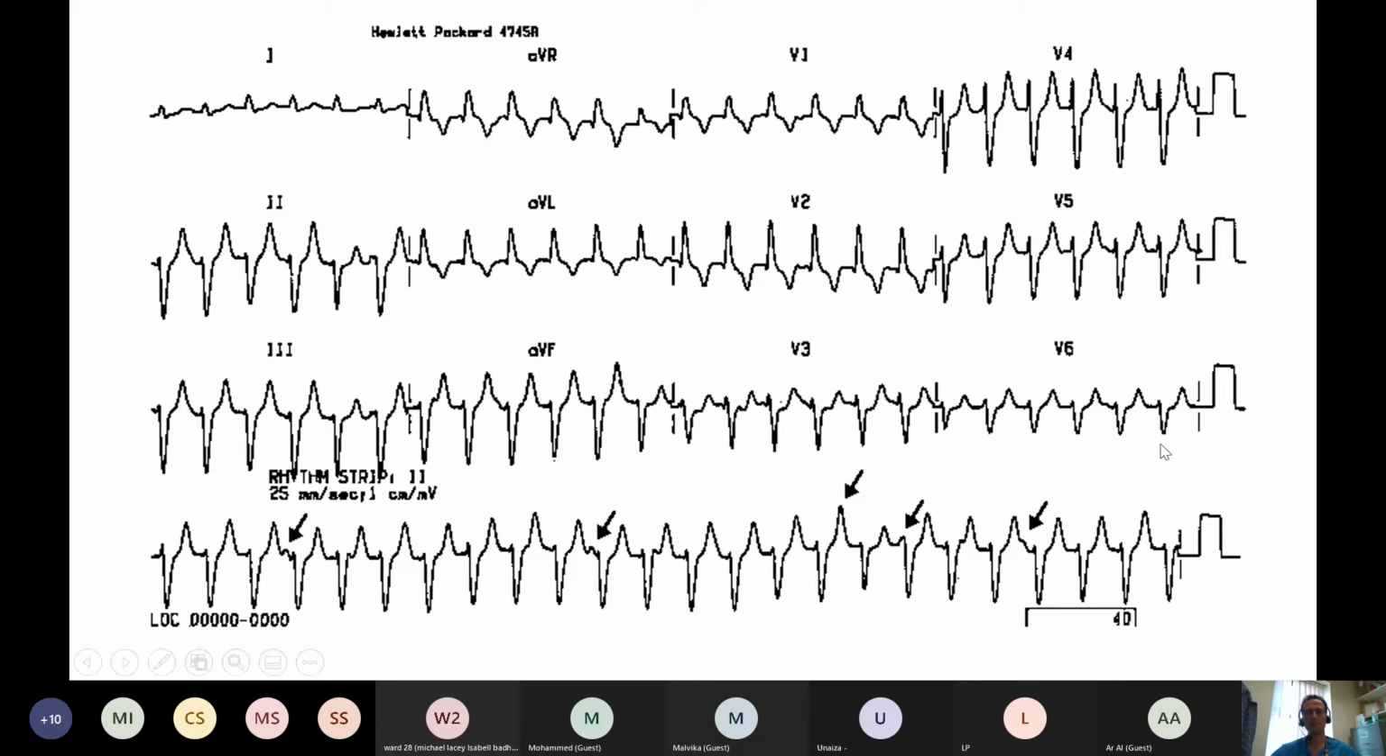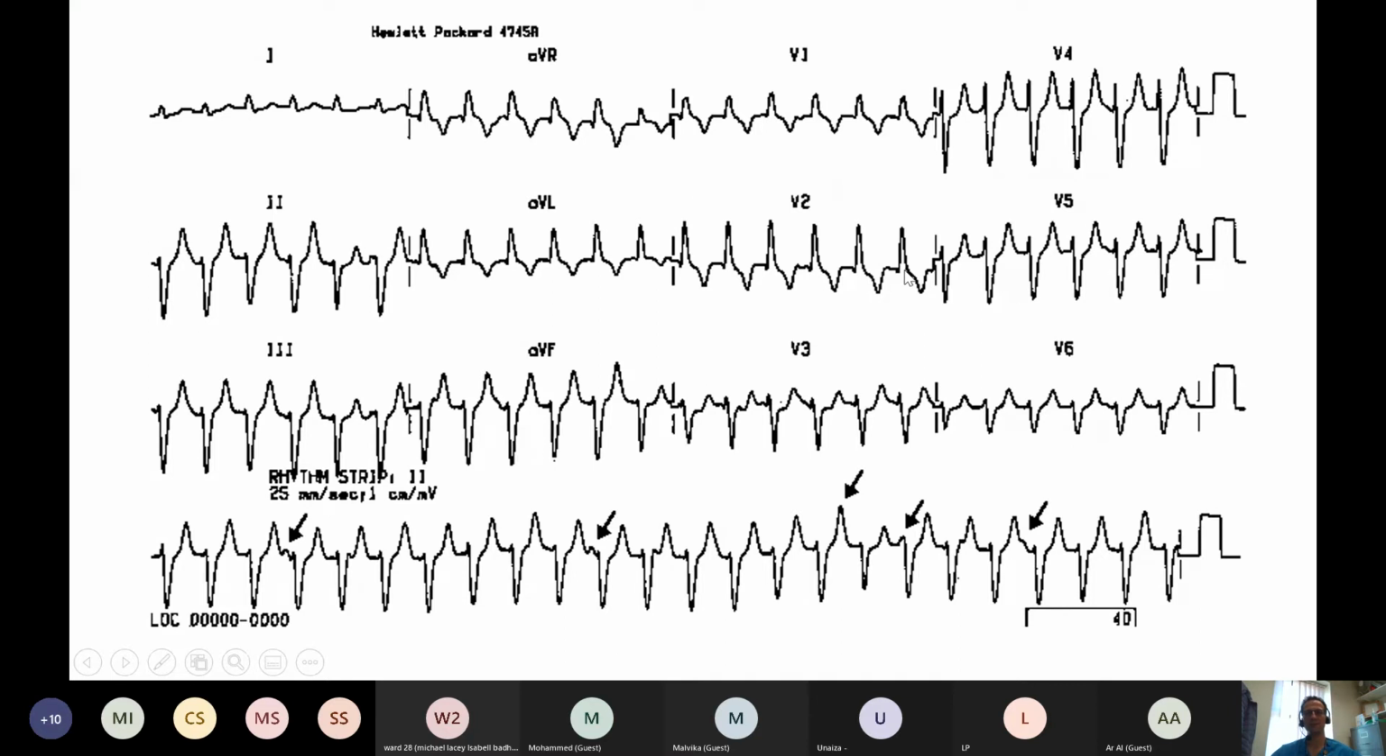Thank you, Emmanuel. So P waves within complexes. Yes. So let's just start from the beginning. Is this left or right bundle branch block? And the answer to that, I'm sure you're going to tell me, is that it's predominantly R wave in V1, therefore it's right bundle branch block.